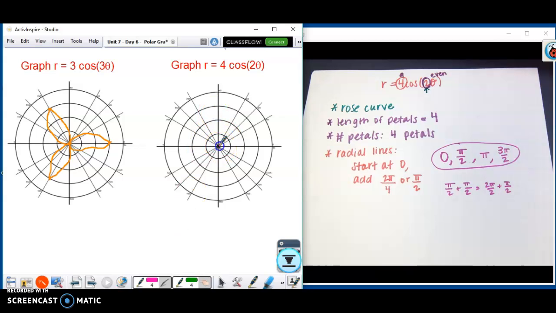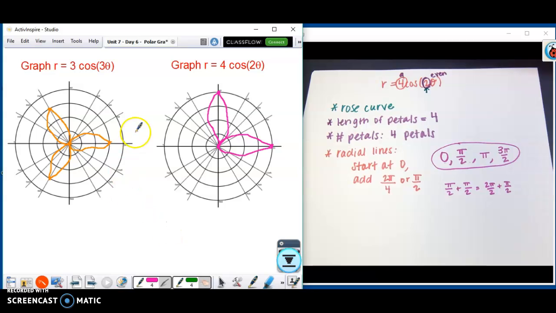Okay, so we always have a point in the middle at the pole. Our first petal's at 0, and it says that it has a length of 4. So I counted over 4 spaces, and we're going to draw in our petal. There's our first petal. Next one is pi over 2, which is up here, and remember we had to count up 4 spaces, so it would be there. So we can draw in our petal.